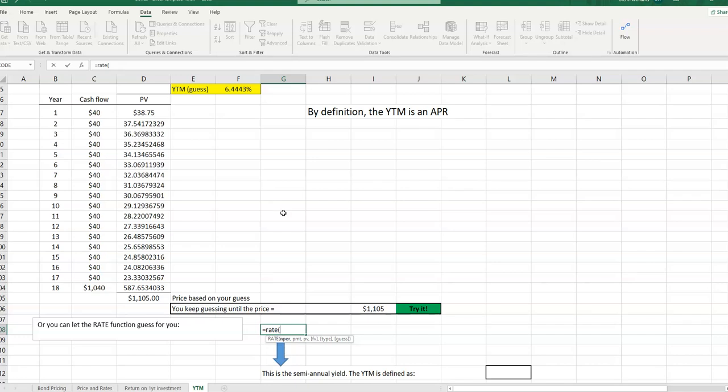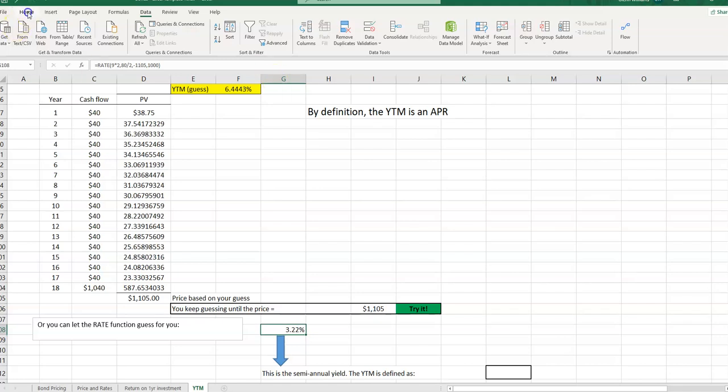So if I use the RATE function, now notice the number of periods is 18. It's not 9. I think of it as 9 times 2, right? The bond's a 9-year bond, but it's paid twice a year. The payment is 80 divided by 2. Present value is minus 1,105. That's what I pay for it. I receive the other cash flows. I pay this one, so it's negative. Future value is 1,000. And the RATE function will return this to me.